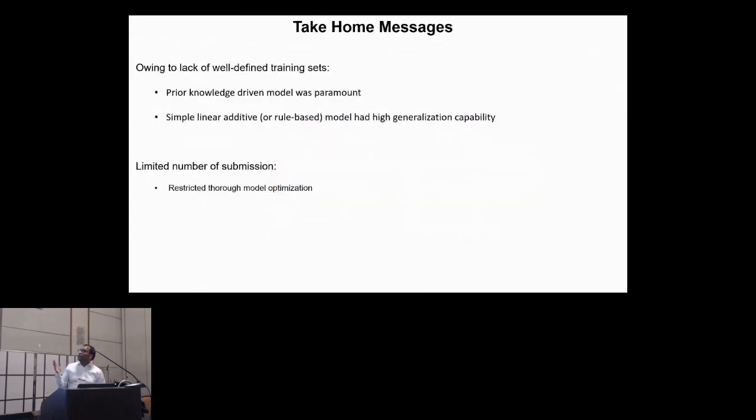So finally, the take-home messages are that owing to the lack of well-defined training data, a prior knowledge-driven model became paramount, and a simple linear model or a rule-based model had higher generalization capability, as we see in the post-challenge result that we got to know. Finally, another important point is that the number of submissions made it very hard for us to optimize our model thoroughly. And I believe also that we can integrate information such as the TCR, BCR, as well as the Shannon entropy, and other features better if we are allowed more tries.